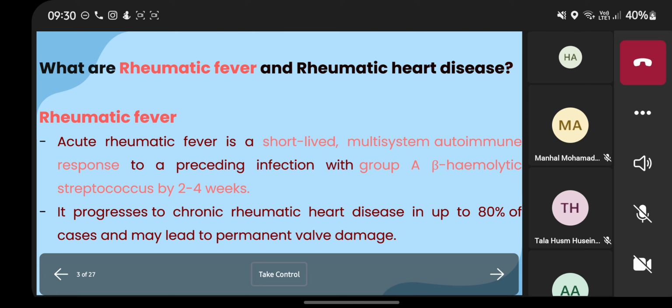So before we start, I just want to clarify what's meant by rheumatic fever. Rheumatic fever is an acute, short-lived multi-system autoimmune response. It occurs 2 to 4 weeks after a group A beta hemolytic streptococcus infection, and it may progress to a chronic rheumatic heart disease in up to 80% of the cases, which is a high percentage, and it might lead to permanent valve damage, as we will see in the pathophysiology of this disease.